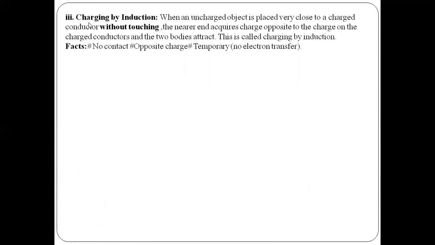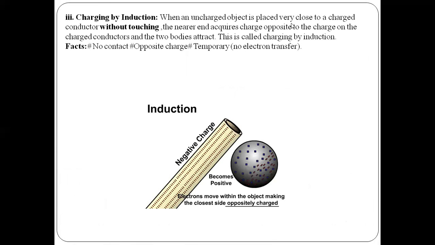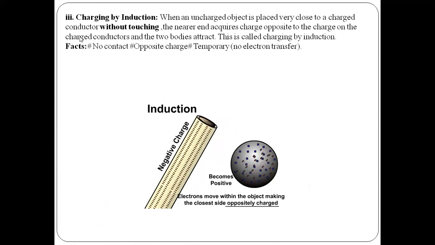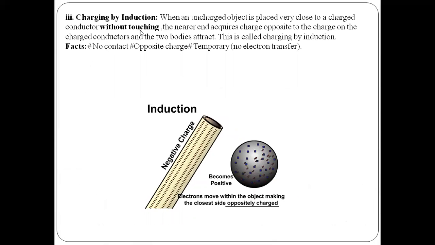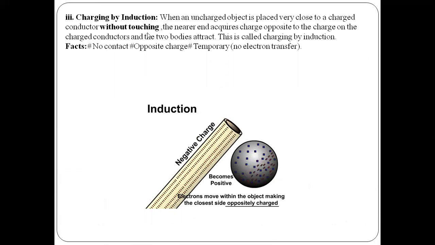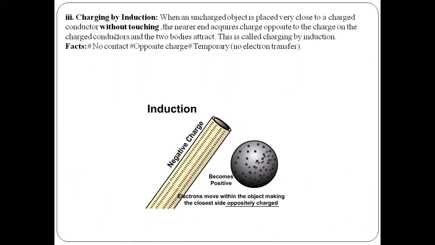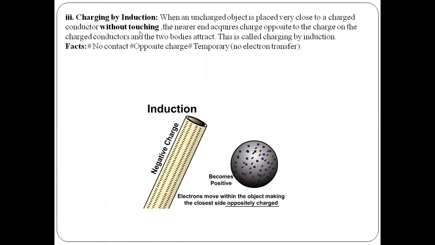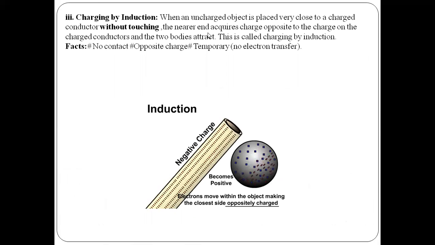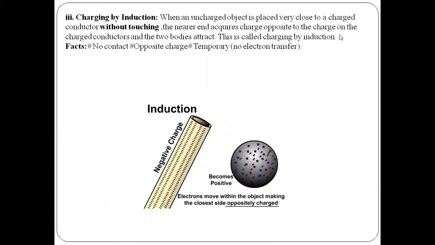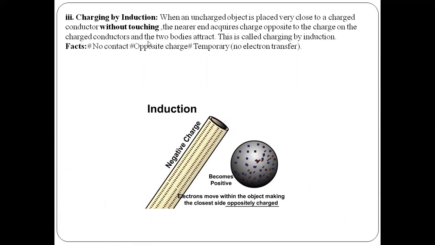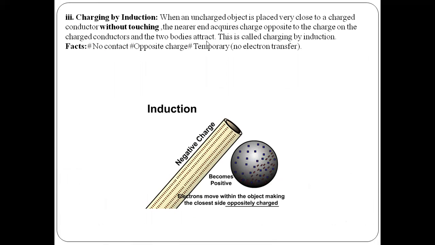The third type of charging a body is charging by induction. When an uncharged object is placed very close to a charged conductor without touching, that is very important in case of induction. In case of conduction, it is by touching, contact. Here, it is without touching. The nearer end acquires charge opposite to the charge of the charged conductor, and the two bodies attract.